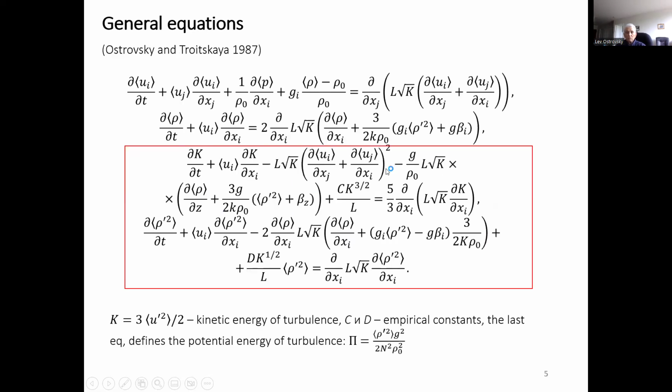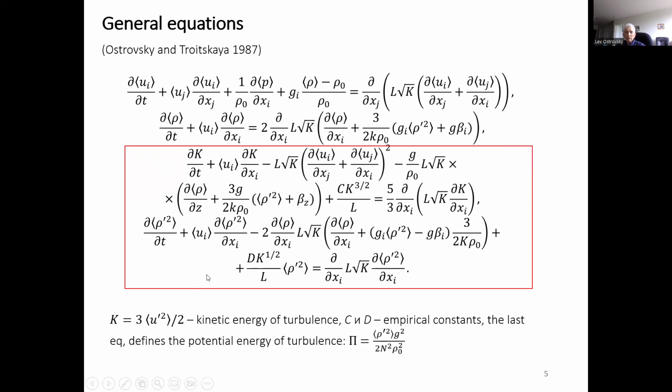all these result in this total system for average velocity and density. K is the average kinetic energy of turbulence, and rho prime square is connected with the potential energy, which is proportional to rho prime square, so it's the same. In what follows, we will not consider all this stuff, but only these two equations here, which are in red, for K and rho prime square, or P.